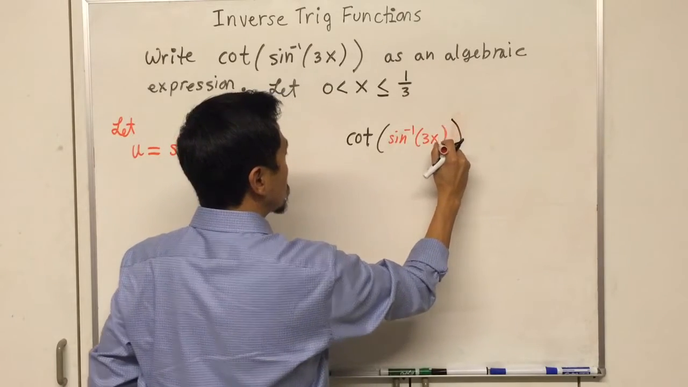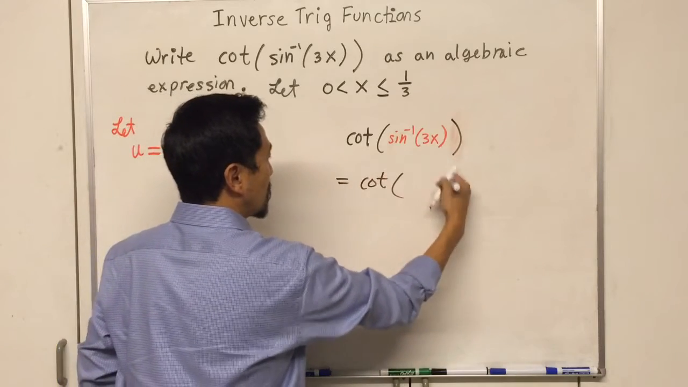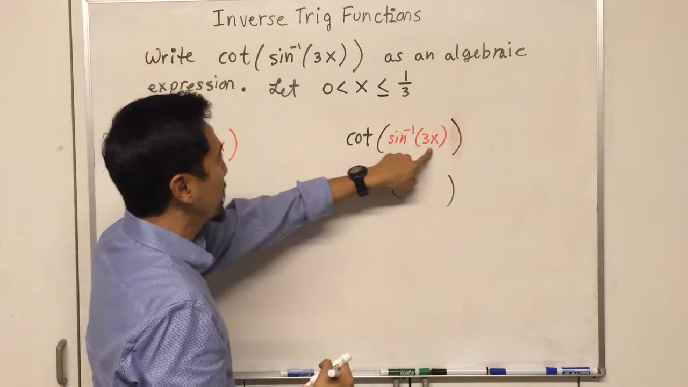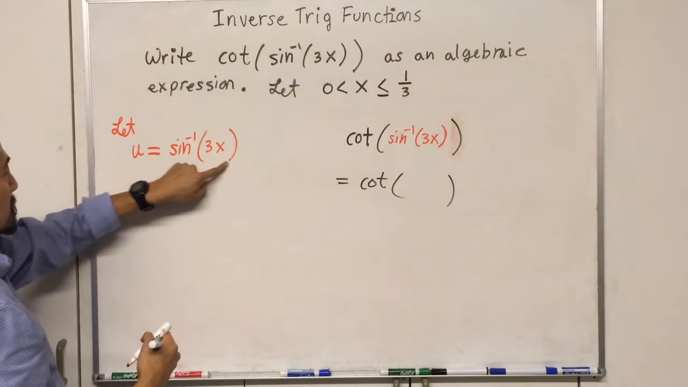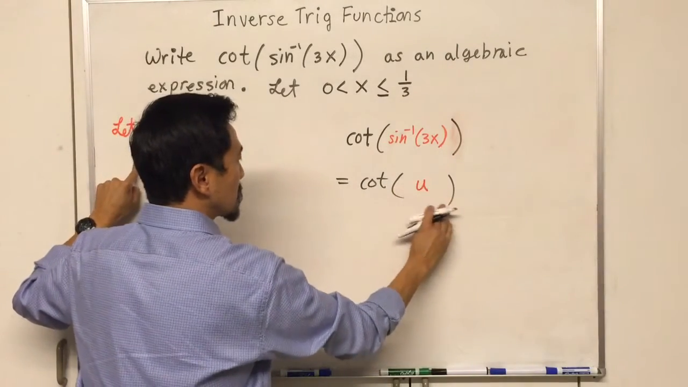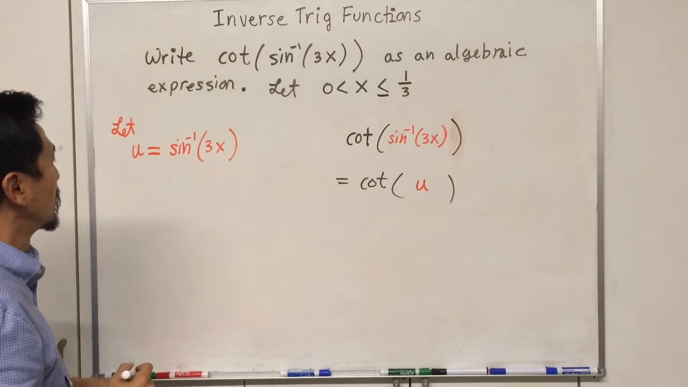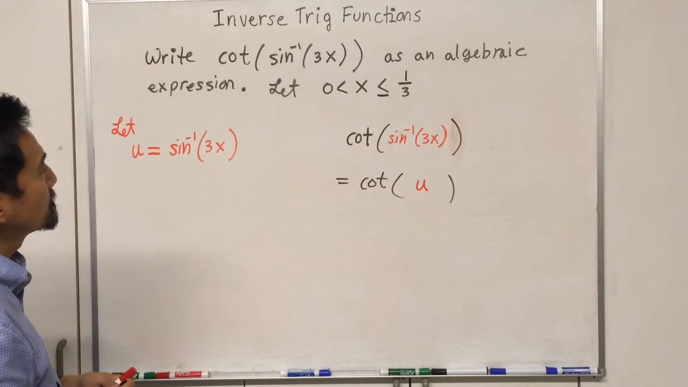But notice what I'm doing now. I'm letting all of this stuff here in red be equal to u. So now I've got the cotangent of angle u.